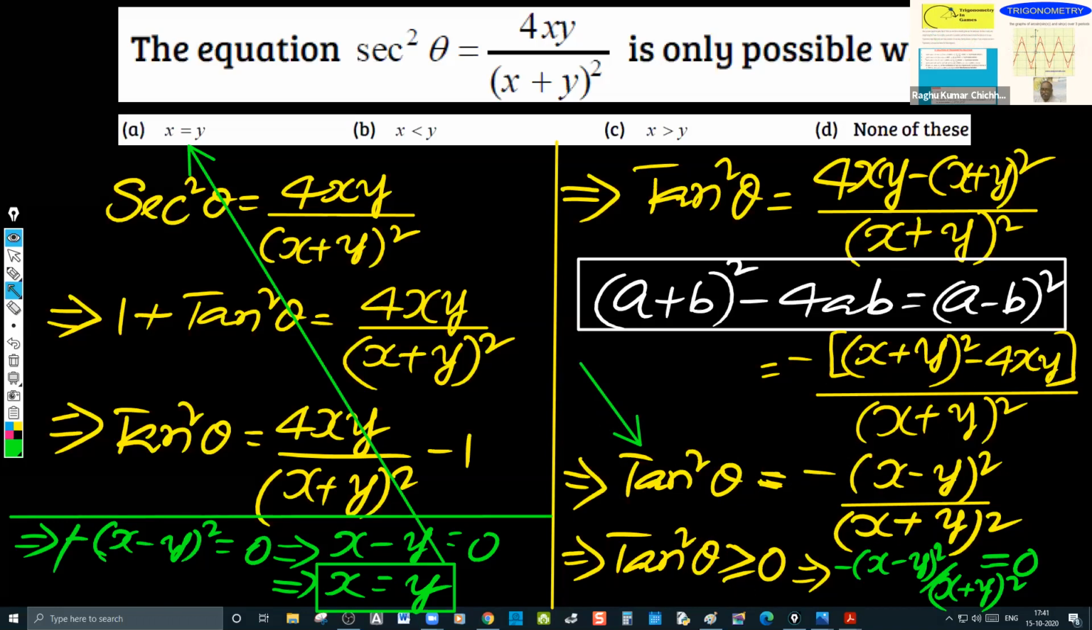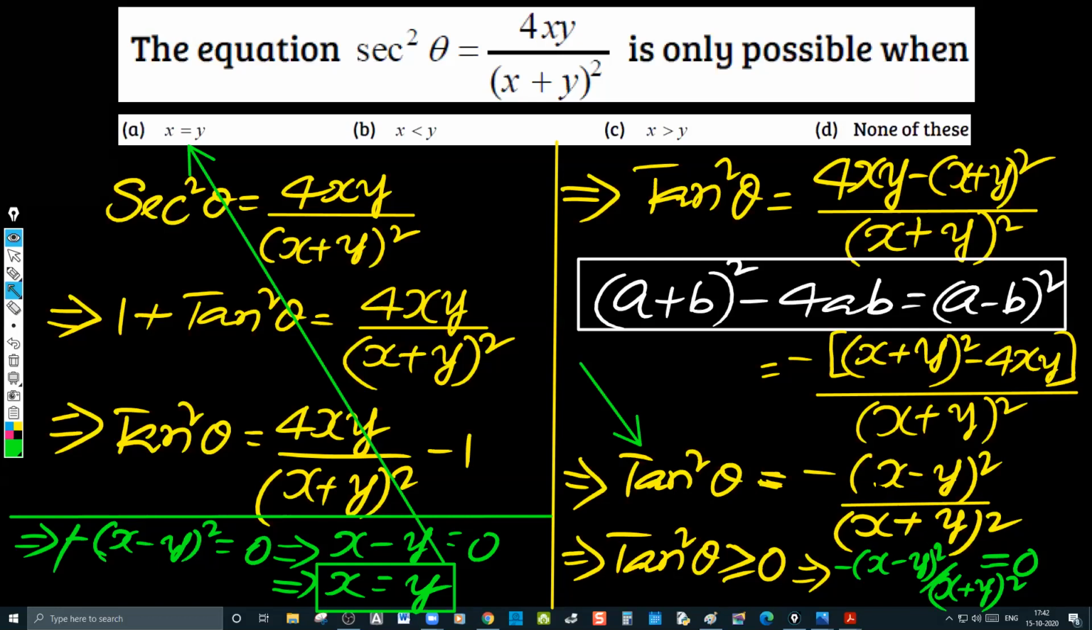If you take the RHS here, x minus y whole square by x plus y whole square is perfectly positive, but it is multiplied with minus, and hence you can say that the RHS is totally negative. But it can be 0 also. So this is totally positive, this is totally negative; equality is not possible. For equality to be possible, this must be 0 and this must also be 0. That is the reason why I wrote tan square theta greater than or equal to 0, and this must be 0, because the only equality possible is when both are 0. I hope you understand now.